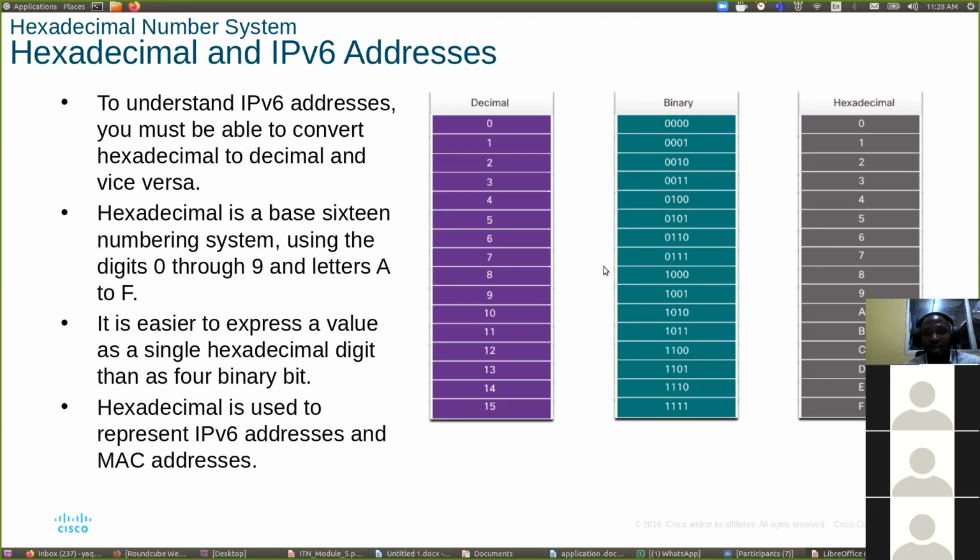If you look at these 3 columns here, the binary representation of 0 is 000. The binary representation of 1 is 001, and the hex value is also 1. The same thing goes on, but by the time you get to 10, the hex value changes to A. The binary representation of 10 is 1010, but the hex value is A. So if you get to 9, the next ones are A, B, C, D, E, and F.